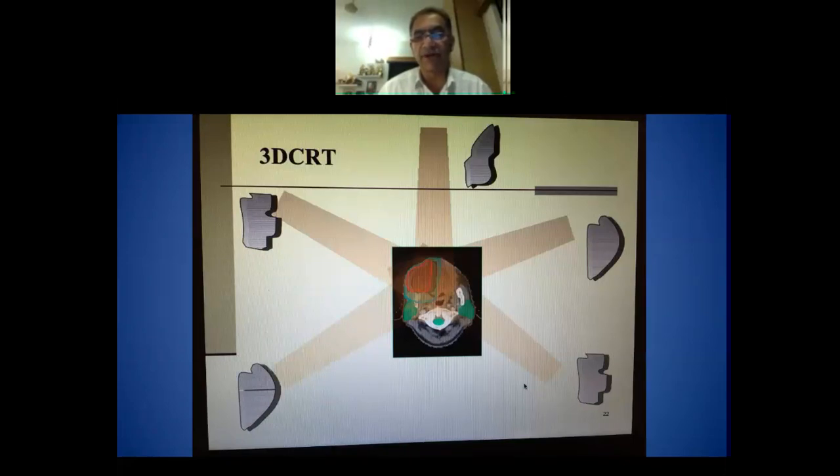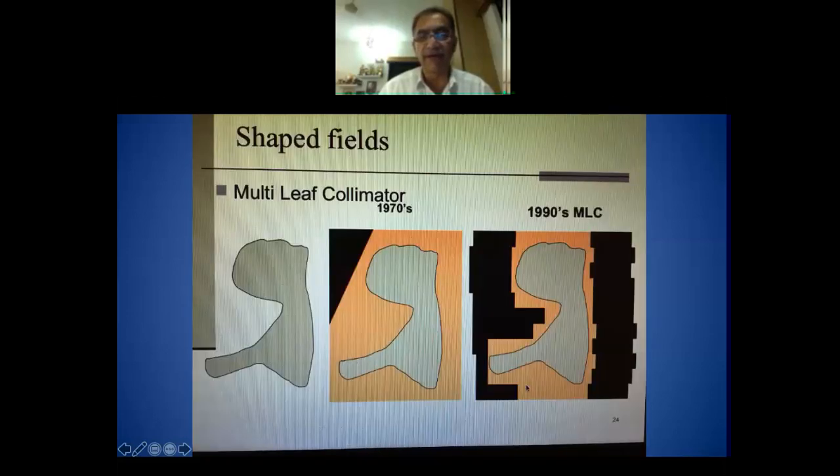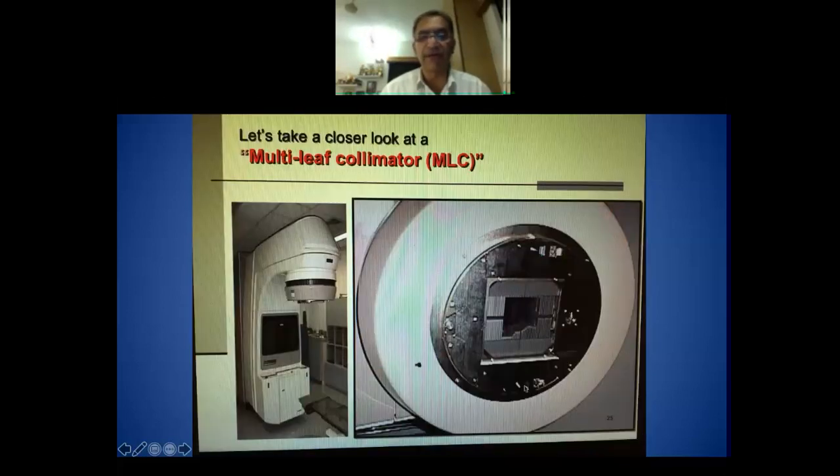So this is what I mentioned about 3D. When you view the tumor from different angles, the tumor assumes different shapes, and this is where the machine takes what is called a multi-leaf collimator. Now, in the 1970s, all this orange area, which is actually not tumor but normal tissue, would be getting quite a bit of radiation. While the moment we started shielding all these areas with a multi-leaf, you are able to conform the radiation much better to the shape of the tumor.